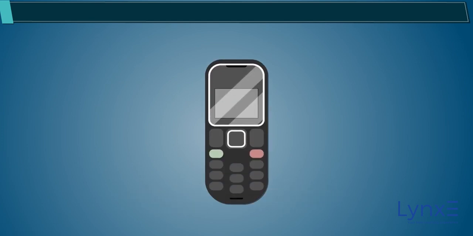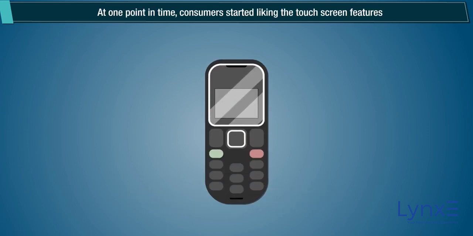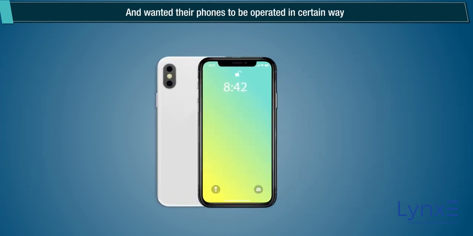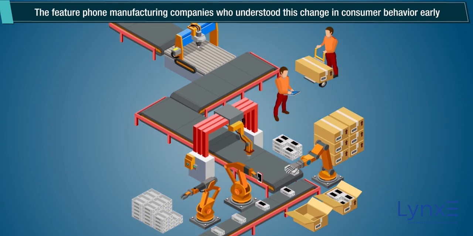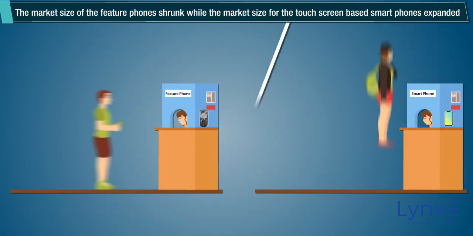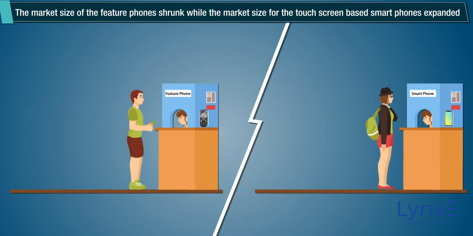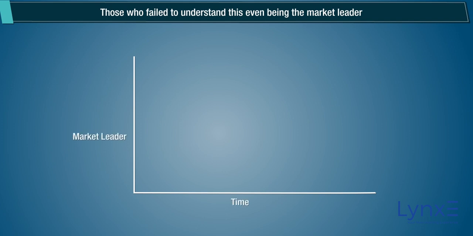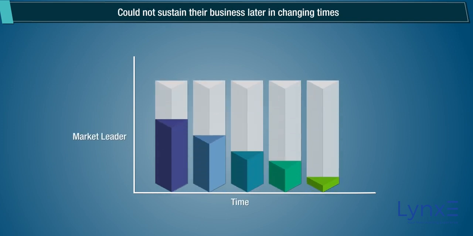Let's take another example. At one point in time, consumers started liking the touchscreen features and wanted their phones to be operated in a certain way. The feature phone manufacturing companies, who understood this change in consumer behavior early, changed their strategy to start producing such phones. The market size of the feature phones shrunk, while the market size for the touchscreen-based smartphones expanded. Those who failed to understand this, even being the market leader, could not sustain their business later in changing times.